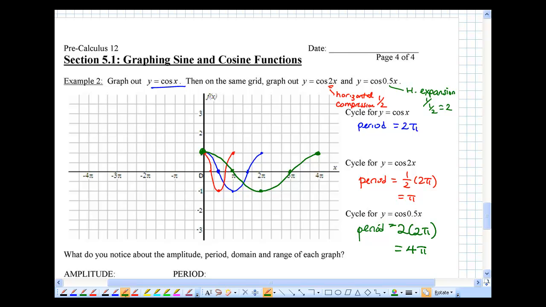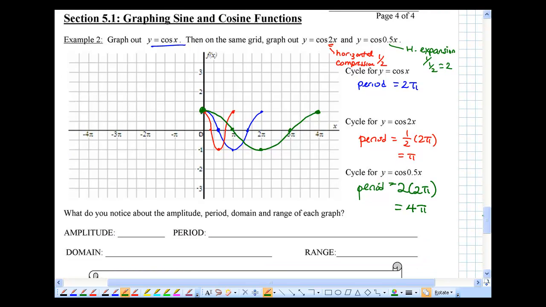What do you notice about the amplitude in this case? Well, looks like they're all the same to me. The period, of course, this is where it changes. Period seems to be 2 pi for the original graph.